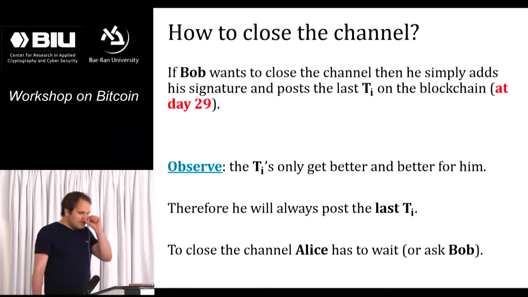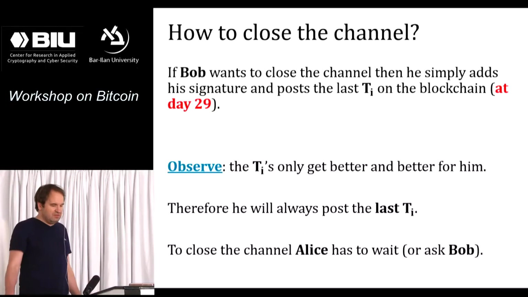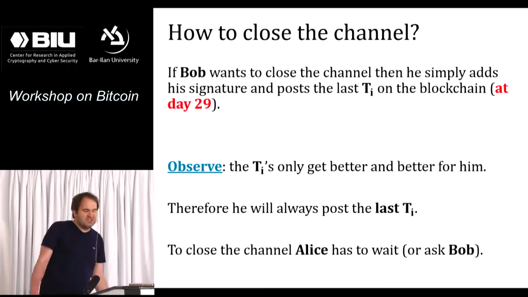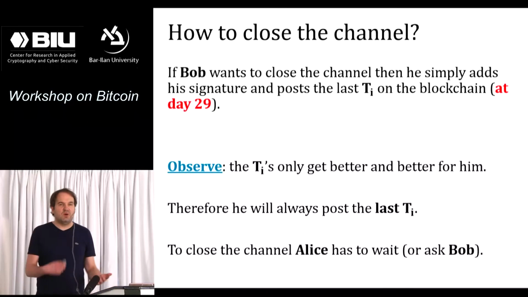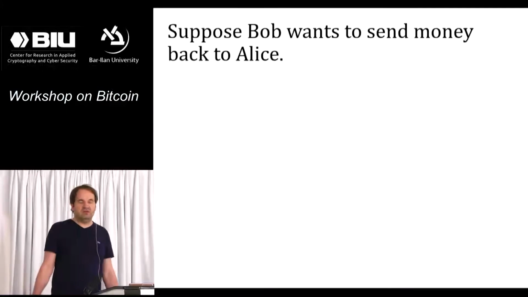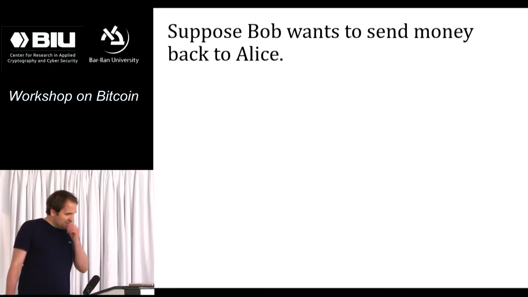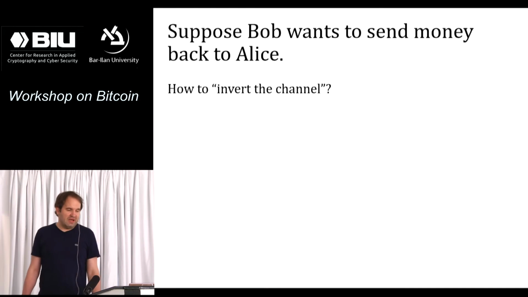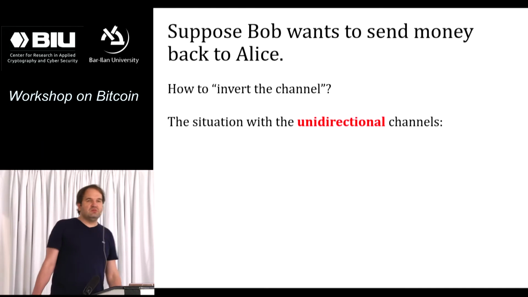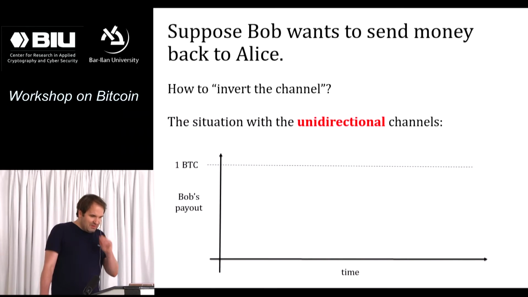To close the channel, if Alice wants to ask to close it, she has to wait. Or if she wants to do it earlier than day 29, she can also ask Bob. If they are both nice to each other, they can close the channel early. Now suppose Bob wants to send money back to Alice. The question is how to invert the channel. Let us look at how it looks.